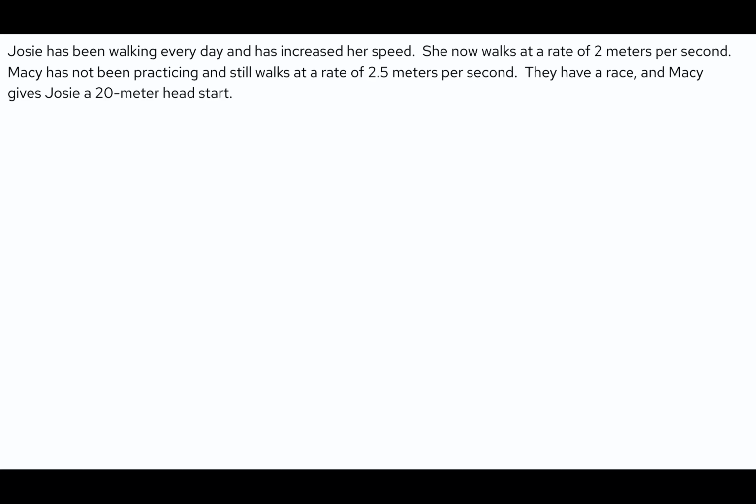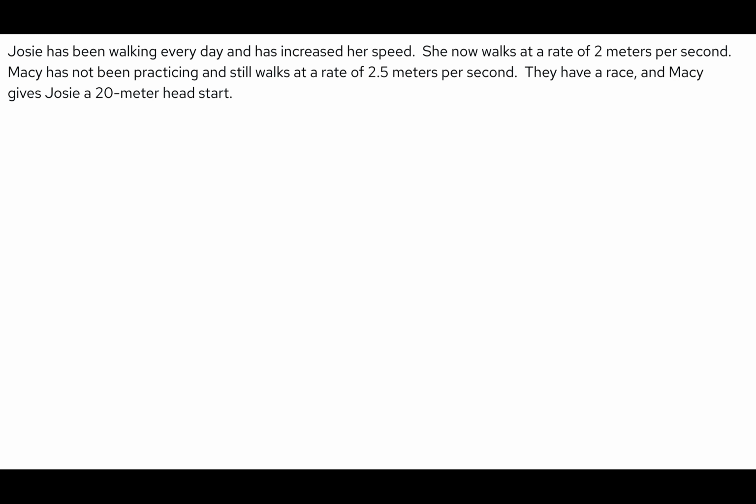Josie has been walking every day and has increased her speed. She now walks at a rate of 2 meters per second. Macy has not been practicing and still walks at a rate of 2.5 meters per second. They have a race, and Macy gives Josie a 20-meter head start.